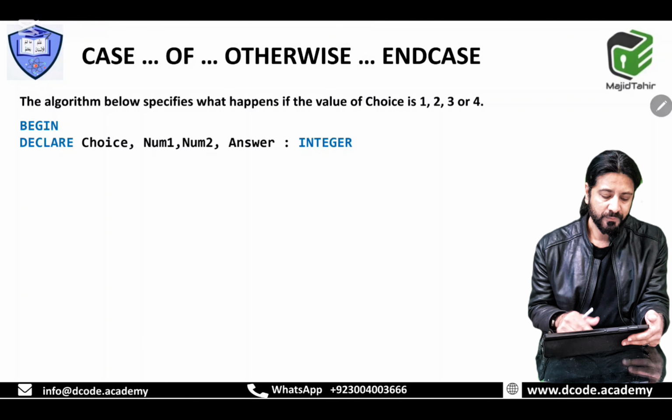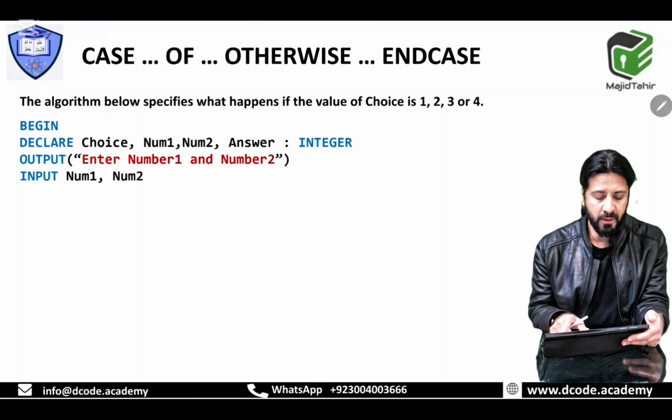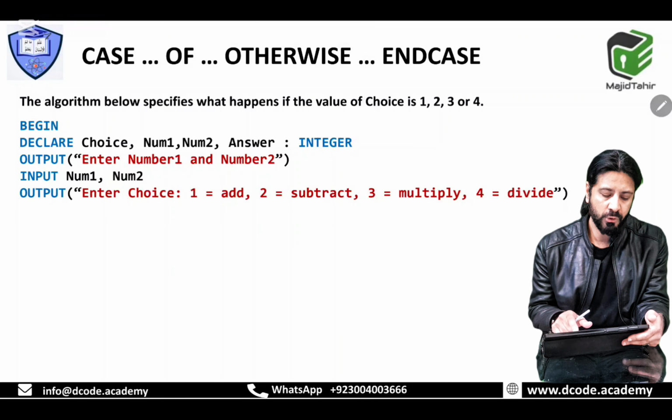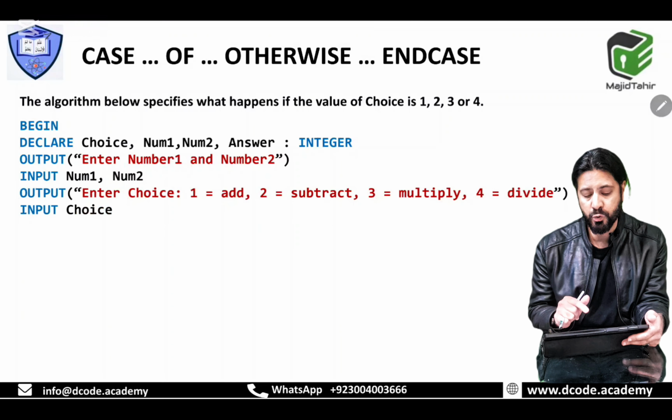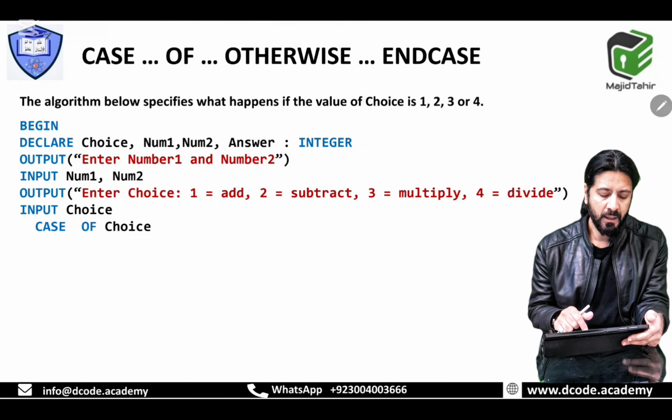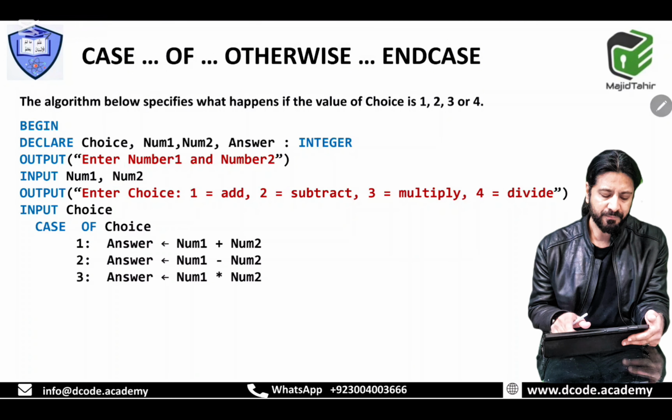Now let's see. Begin, declare choice, number 1, number 2, answer, all of them are integer. Enter number 1 and number 2. The user inputs number 1, number 2, and then enters choice: 1 for addition, 2 for subtraction, 3 for multiply, 4 for divide. Input choice, case of choice 1, 2, 3, 4.